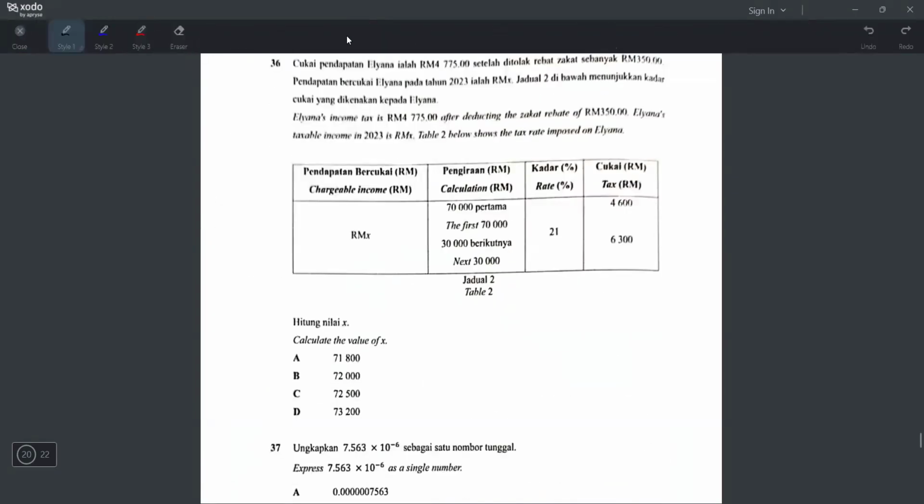Okay, let's continue with 36. Eliana's income tax is 4775. After deducting rebate is 350. Okay, before I do this question, let's write down the step to calculate income tax. First step is to get the chargeable income, or sometimes they call it taxable income. It's the same thing, chargeable income or taxable income.